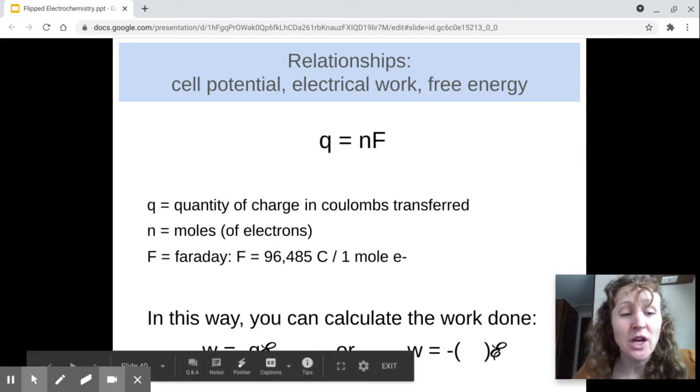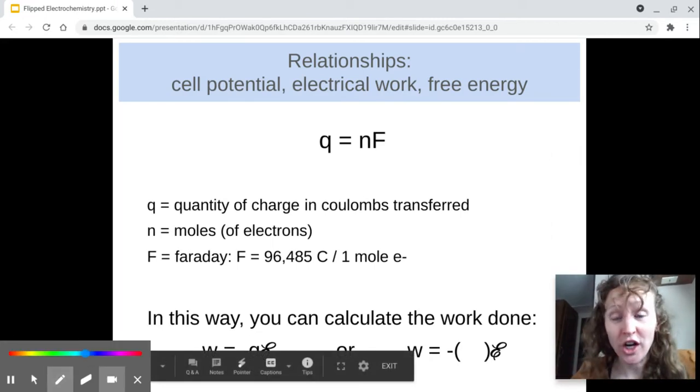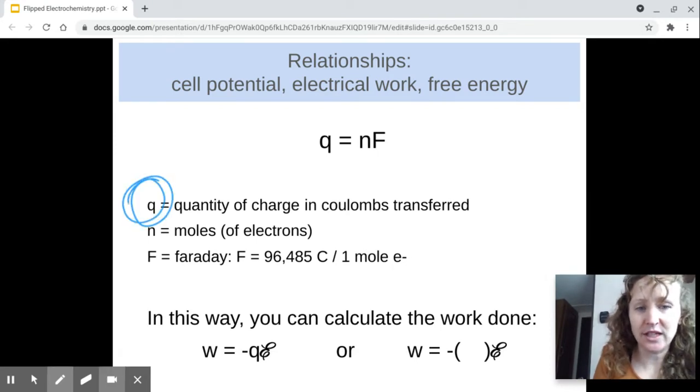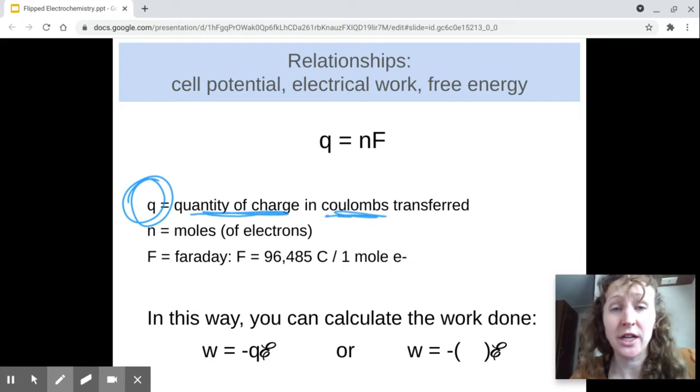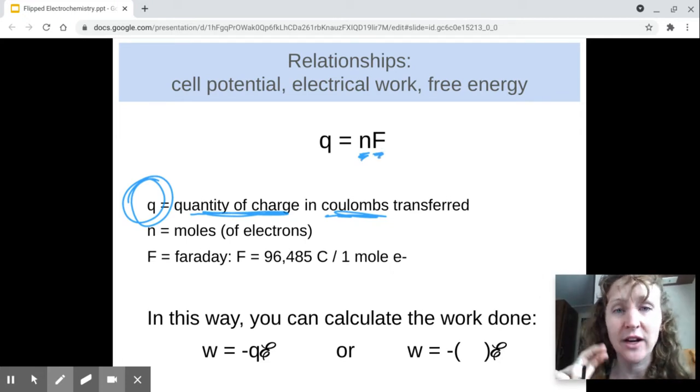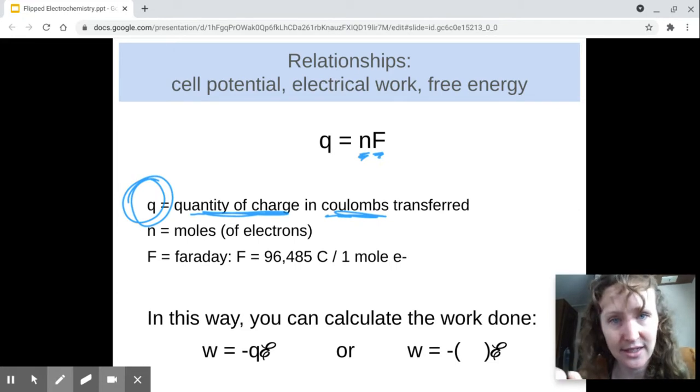Okay, so coming back to charge a little bit. Here we see that Q again, and this Q is the quantity of charge in coulombs transferred. And we can see that this is made up of moles of electrons. So again, we're talking about charge as the amount of electrons that are flowing through the wire, times F. Now, F is known as a Faraday, and F is just a constant. It's a constant that makes the equation work.